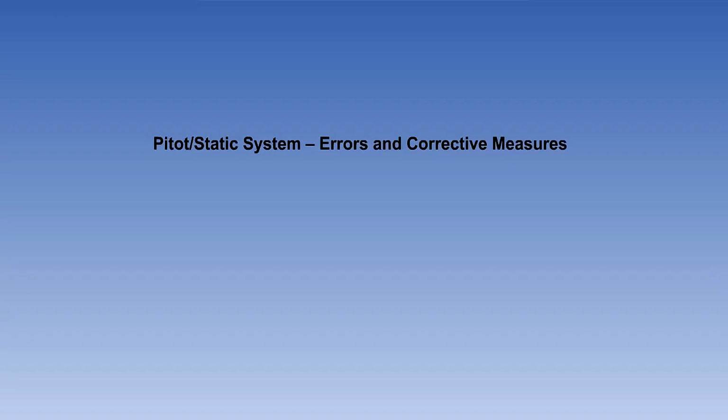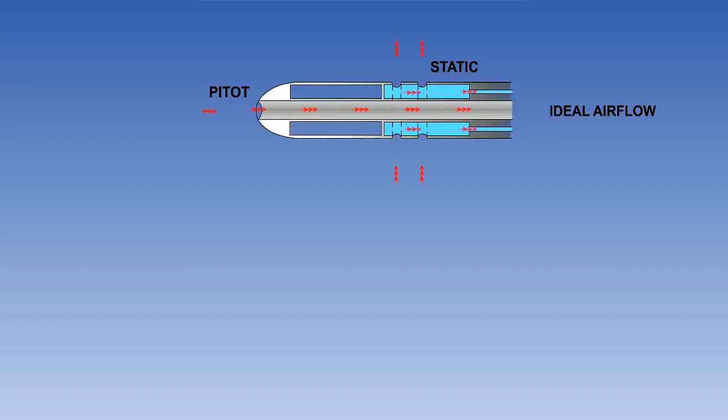This lesson we will look at the errors which pitot-static air pressure sensing systems are subject to, and the corrective measures taken to balance out or reduce these errors. The first error we will look at is known as position error.